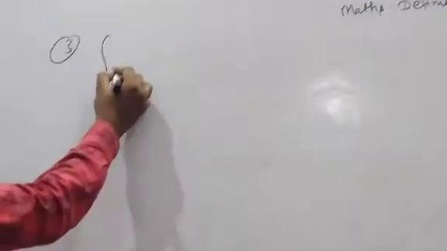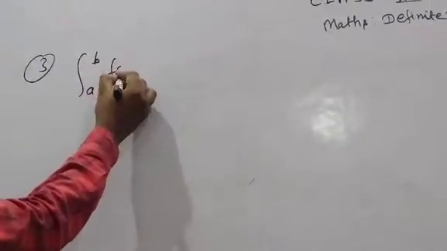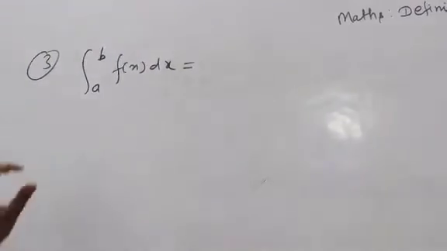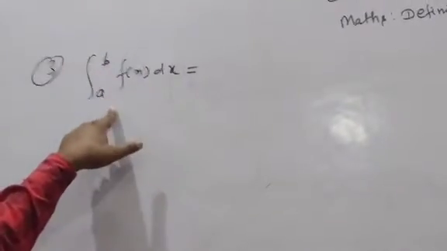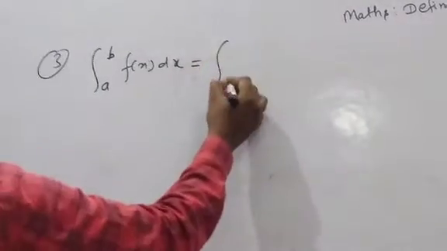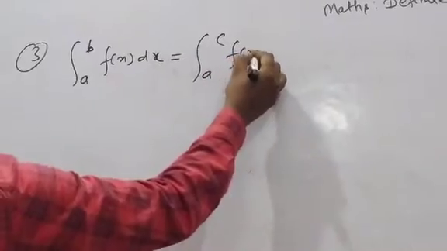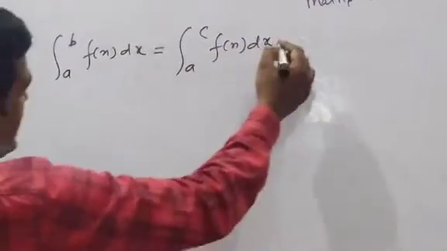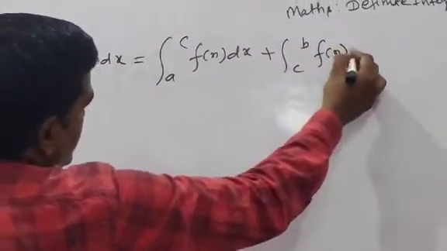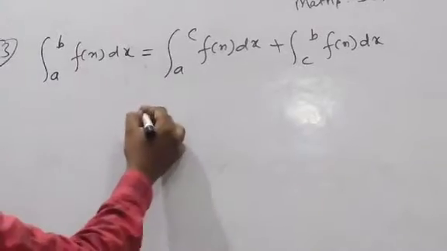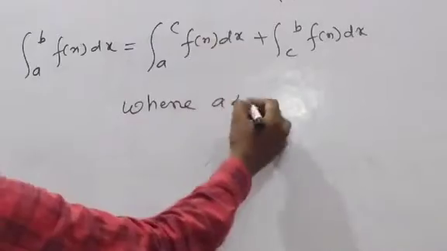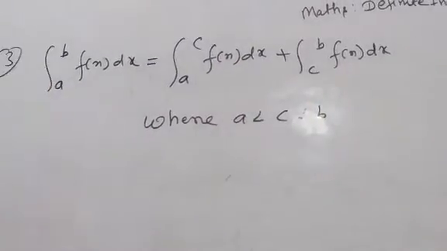Then the integral from a to b of f dx is equal to what? Suppose we take a value between a and b, say c or d, it depends on you. Then it is the integral from a to c of f dx plus the integral from c to b of f dx. Clear? Where a is less than c is less than b.